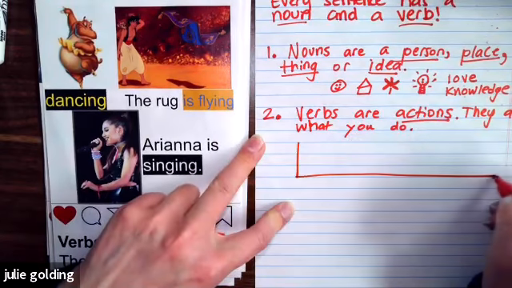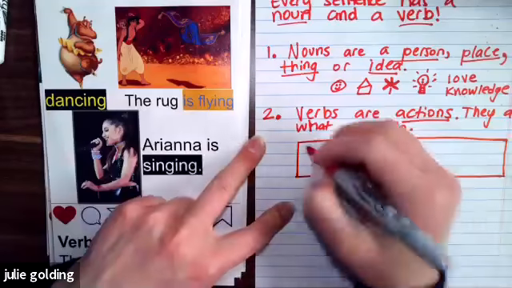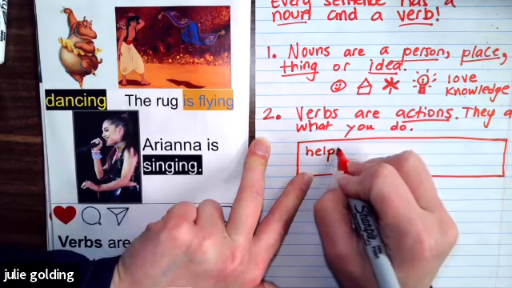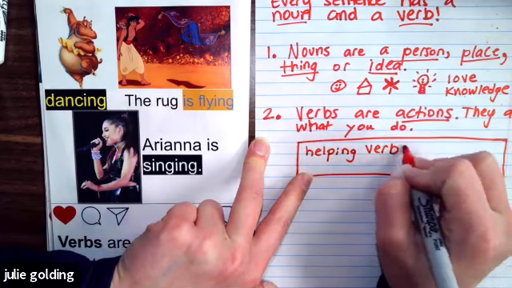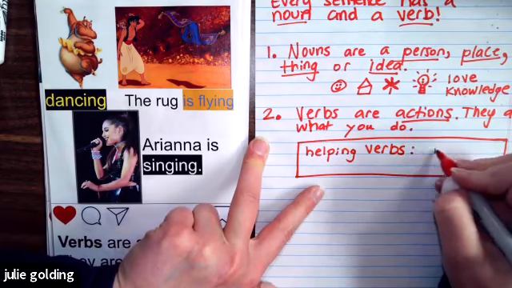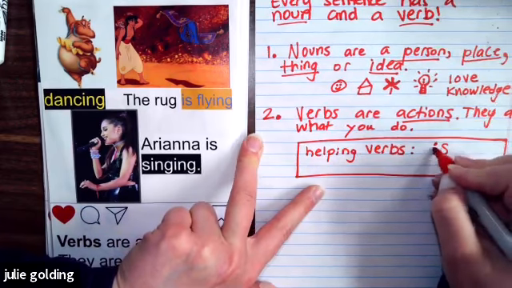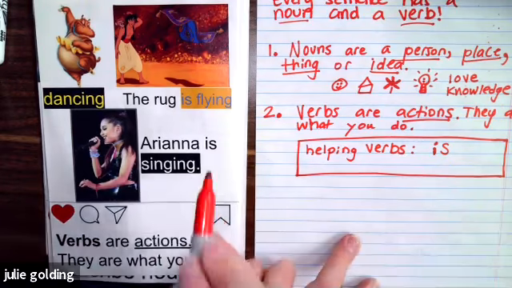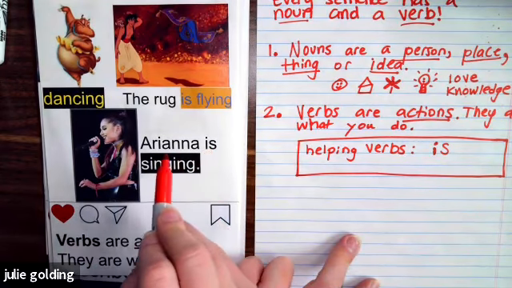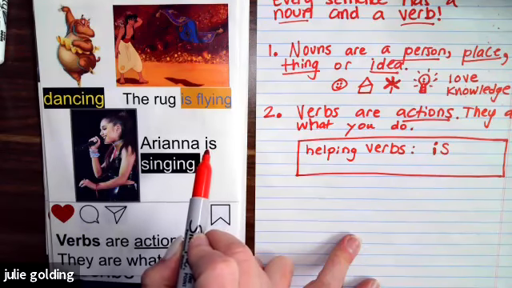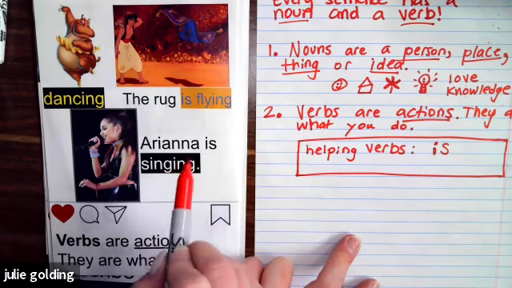So just a quick little lesson on verbs right here. This is a little thing to note. I'm going to put it in a box and you can write this too. We have helping verbs. An example of a helping verb is "is." This is a little bit tricky to explain, but as you can see in this sentence, Ariana is singing. Is helps this verb right here. What is Ariana doing? She is singing.